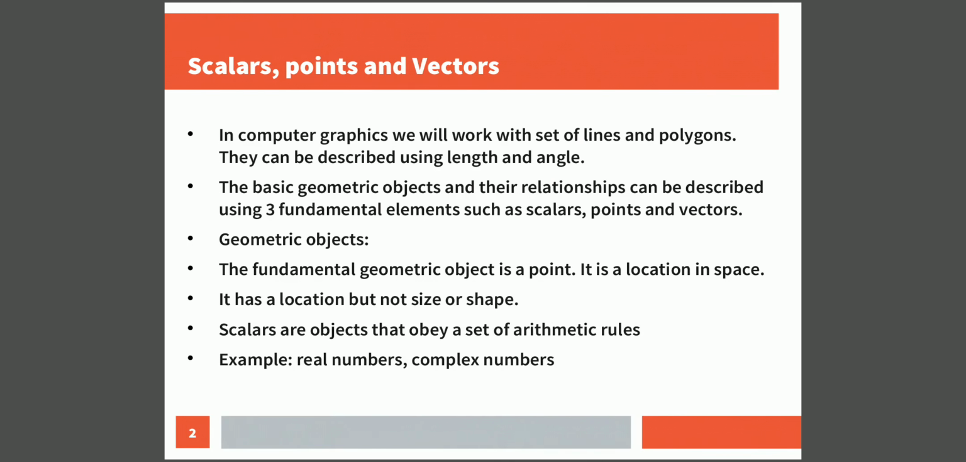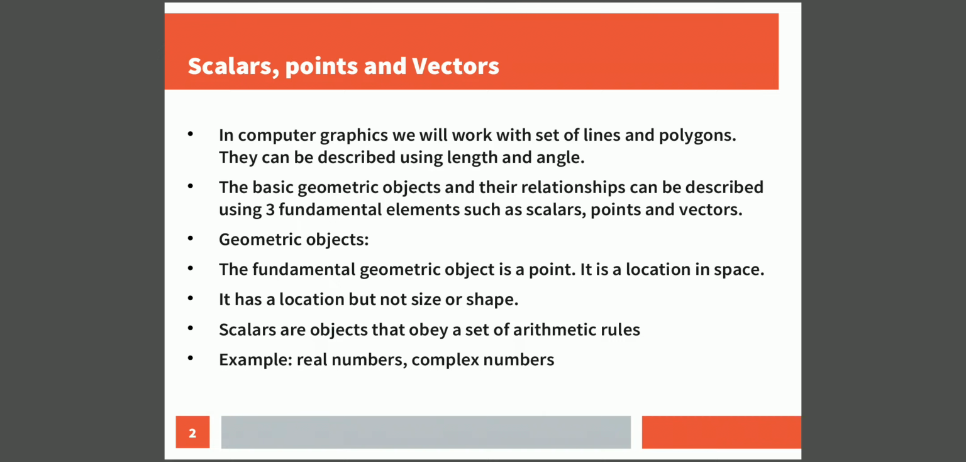Now in computer graphics we have worked with multiple primitives like lines, polygons, etc. These primitives can be described using their length and an angle. These basic geometric objects are primitives and their relationship can be described using three geometric objects or fundamental elements known as scalars, points and vectors.